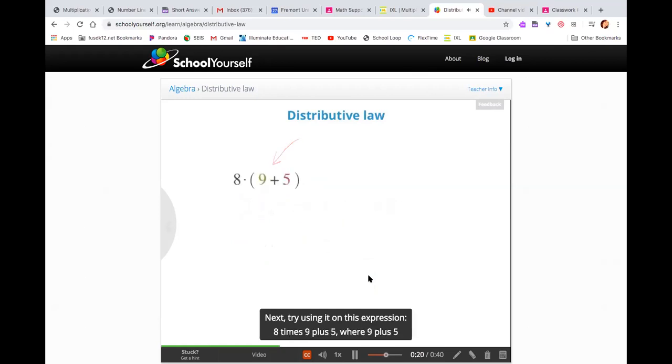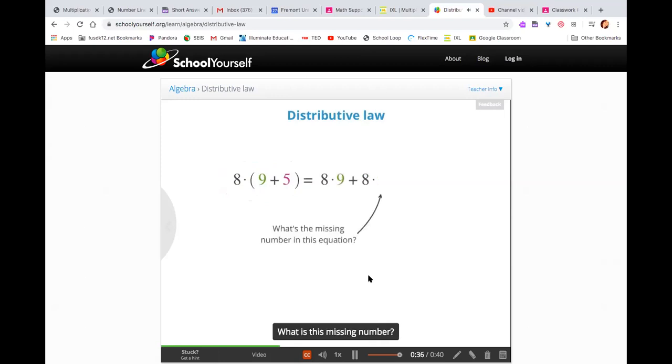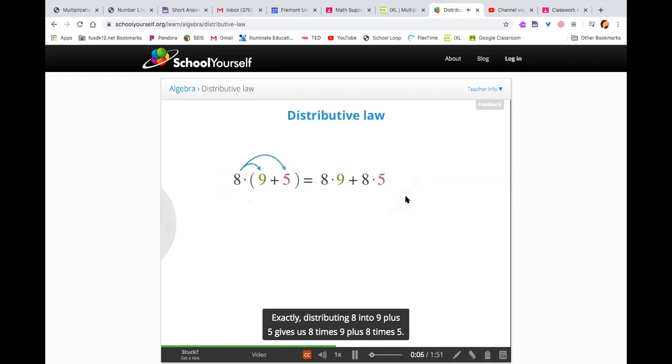Next, try using it on this expression, 8 times (9 plus 5). And remember that this dot is another way to write the multiplication symbol. Now this expression is equal to 8 times 9 plus 8 times another number. What's this missing number? Don't worry, this is not a trick question. So what number are we going to put here? 5. Exactly. Distributing 8 into 9 plus 5 gives us 8 times 9 plus 8 times 5.